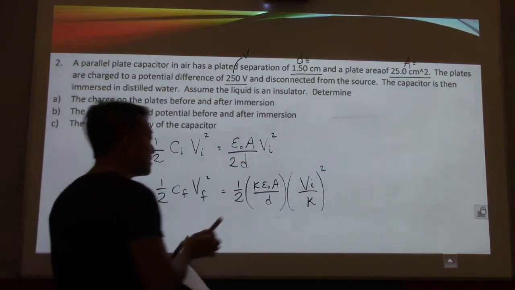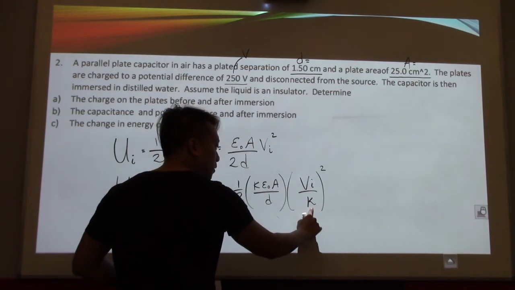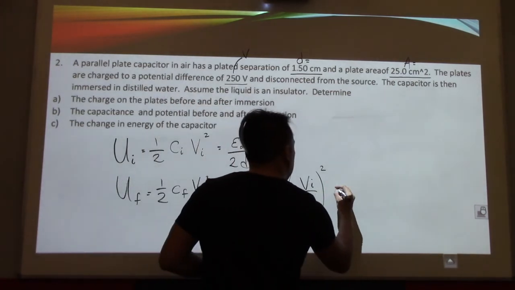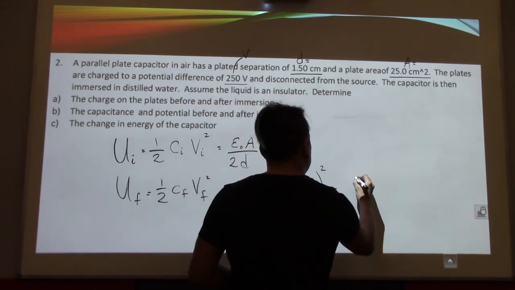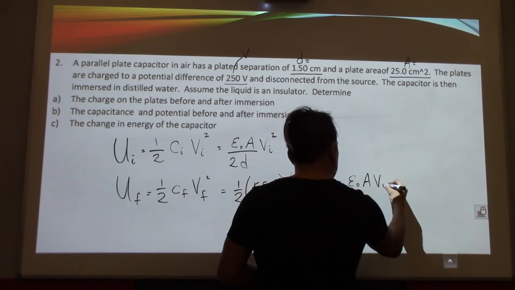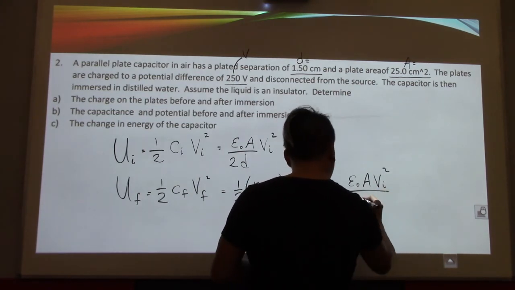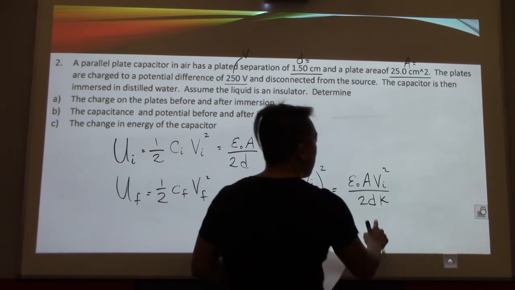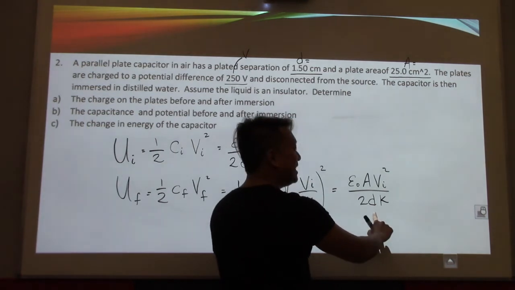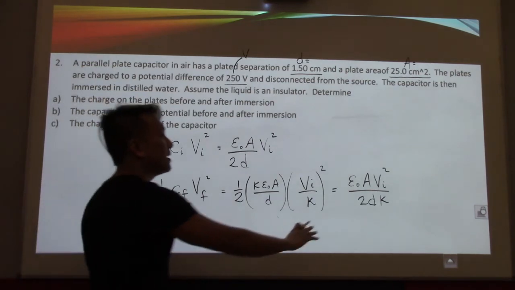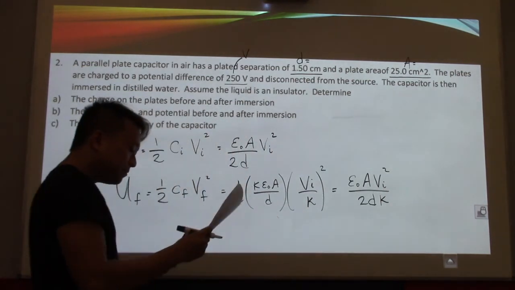And get some cancellation going on. Well, this will be k squared. I have to cancel out with one of those, right? Actually, I probably won't write that up, but you can see here that you're going to get epsilon naught A V initial squared over 2, let's write d, let's write k. That's not the differential, right? That's not differential, that's d times k, distance. It's not dk, the integration thing, no. Just want to make that clear, that's d times k.